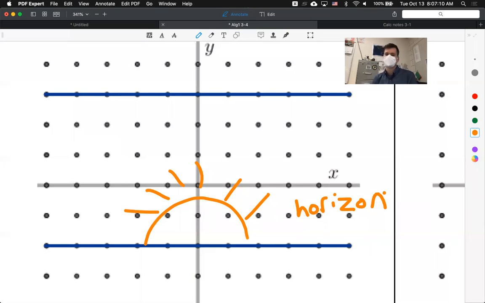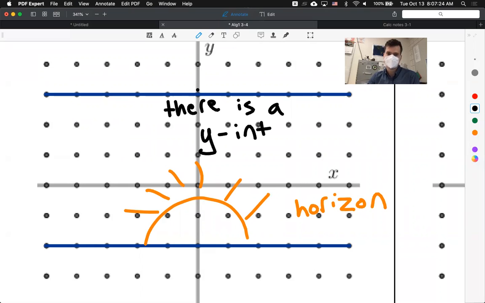Pay special attention to the fact that this always will cross through the y-intercept. So one of the properties is that there is a y-intercept. So there's our y-intercept up here. There's our y-intercept down there. It will always cross the y-axis.